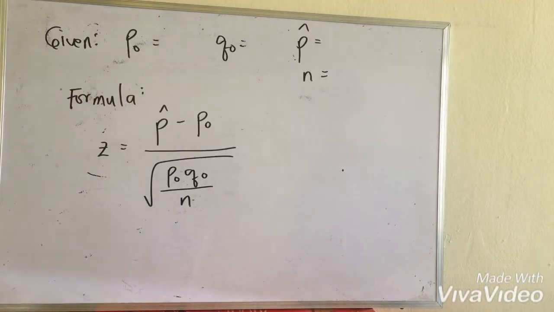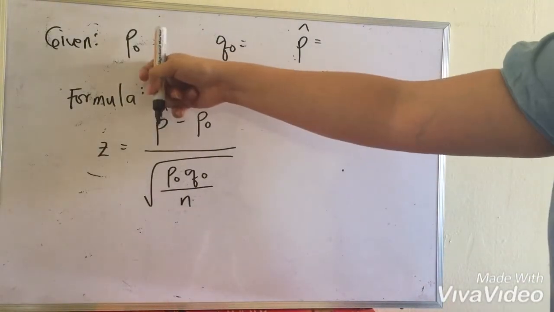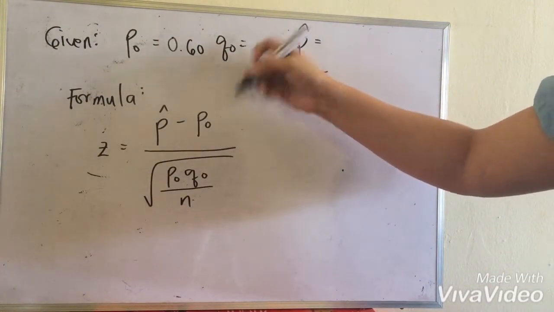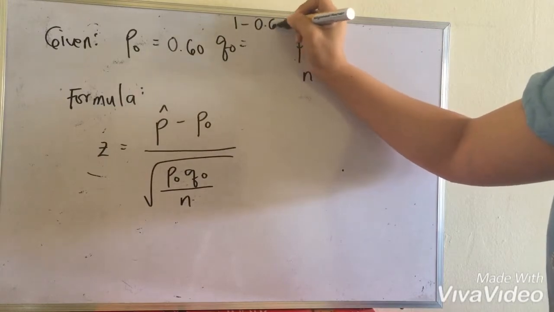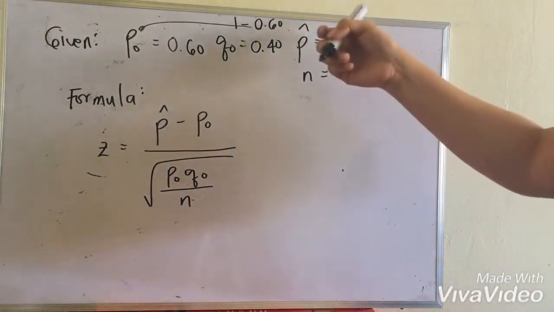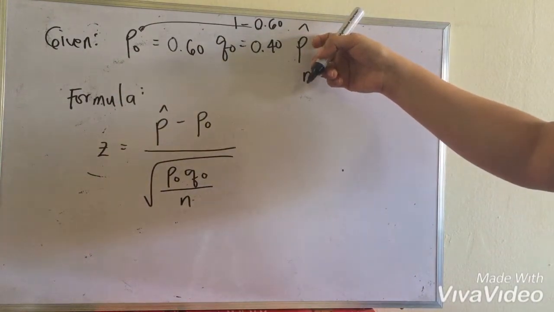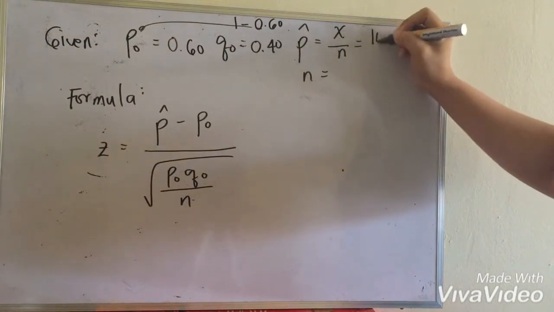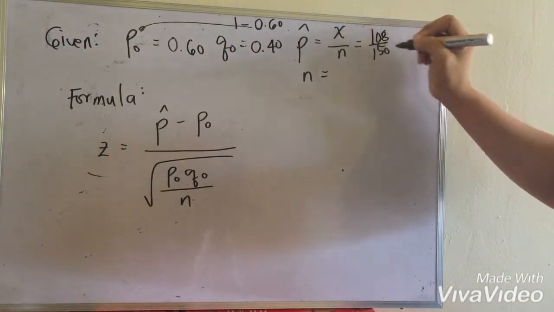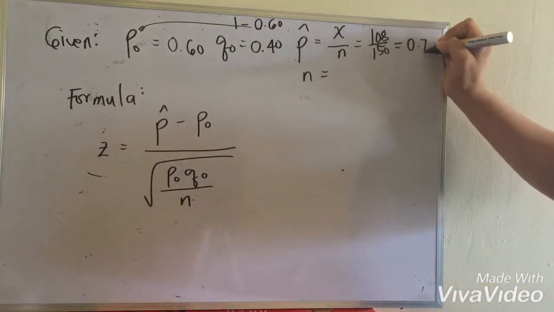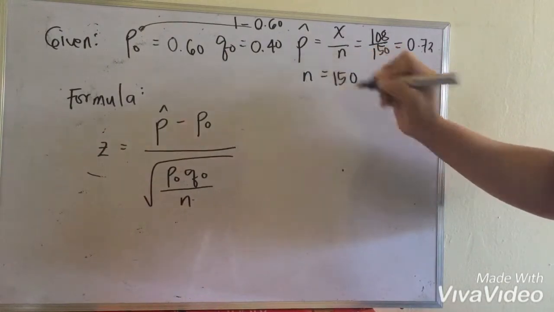Let us solve our test statistic. The hypothesized population proportion is 0.60. Thus, our q sub 0 is 1 minus p sub 0, or 1 minus 0.60, and that is 0.40. Our observed sample proportion is x over n. We say there are 108 out of 150 who think of global warming as a serious problem. That gives us 0.72.